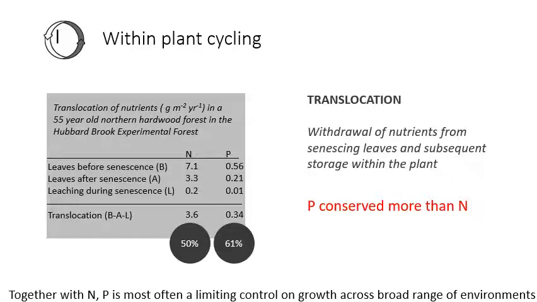We saw this table in the previous lecture when we were talking about nitrogen. As you see, phosphorus is also cycled tightly within the plant. It is actually even more conserved than nitrogen.